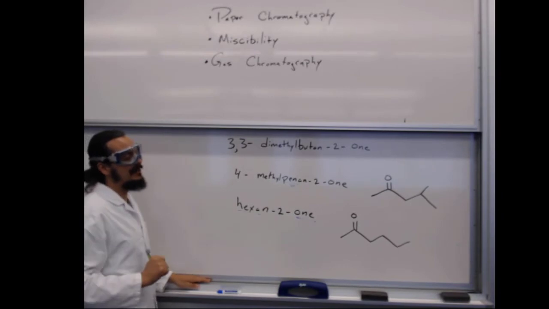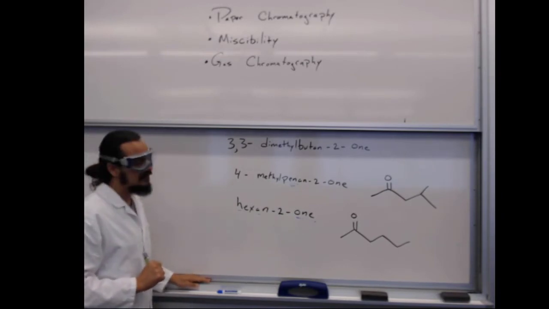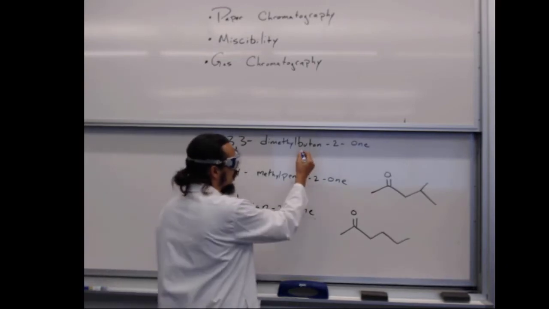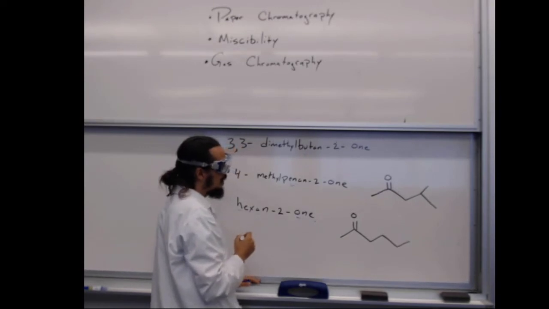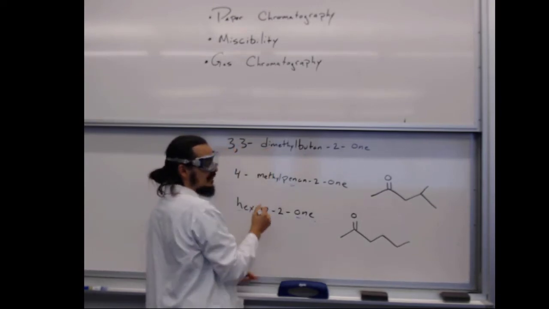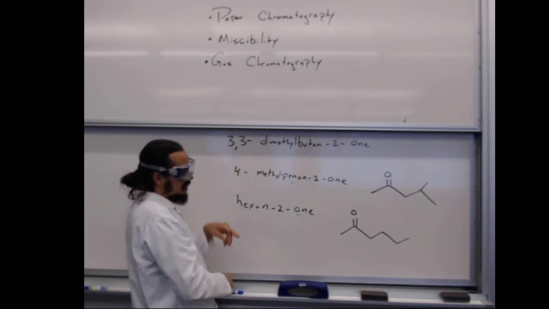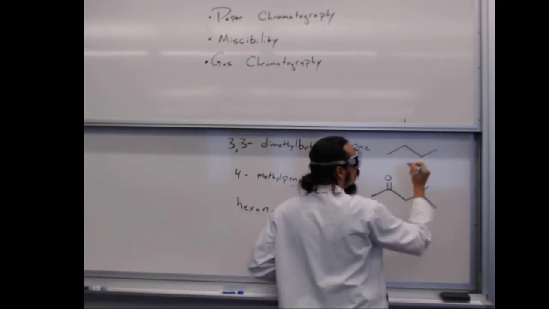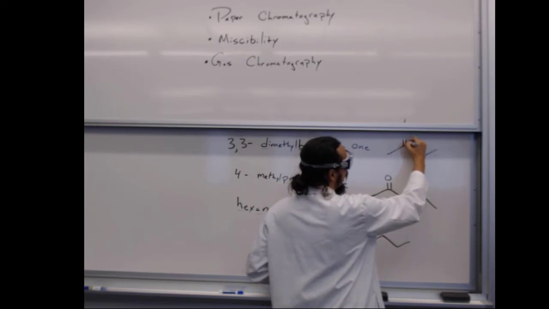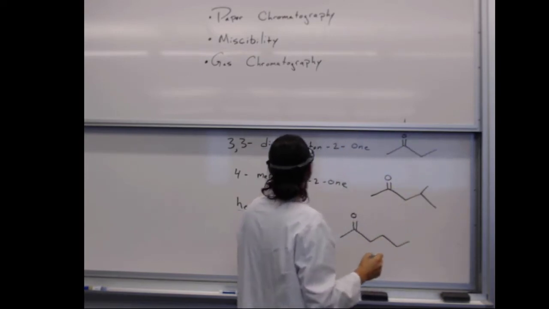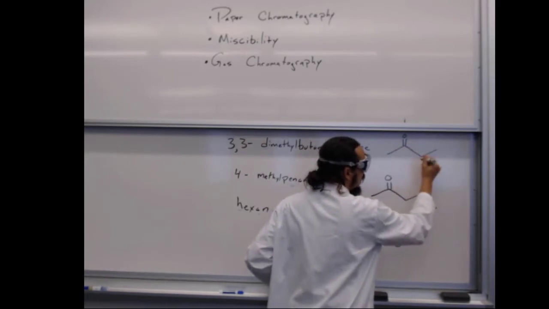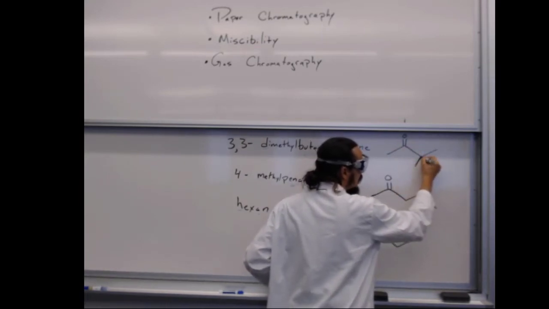Now go ahead and try to draw this last one on your own. So you start with the 4 carbon chain, and then add di is 2 methyls, 3, 3. So we're going to start with a 1, 2, 3, 4 carbon chain. Second carbon gets our ketone. And then on the third carbon, I'm going to put a methyl group, 1, 2, 3. And on the third carbon, I'm going to put another methyl group.